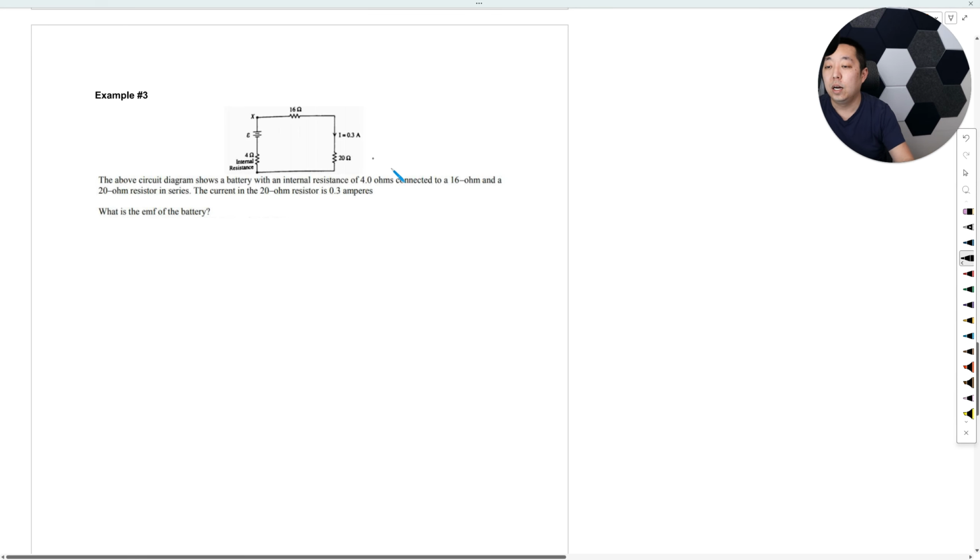Okay, let's look at this one. Circuit above diagram: it has an internal resistance of 4 ohms connected to a 16 ohm and a 20 ohm resistor in series, and we have the 3 amps here. What is the EMF of the battery? What's the voltage of the battery?